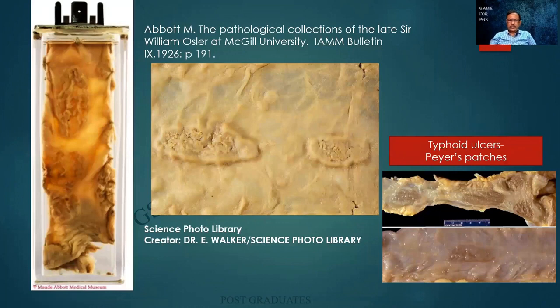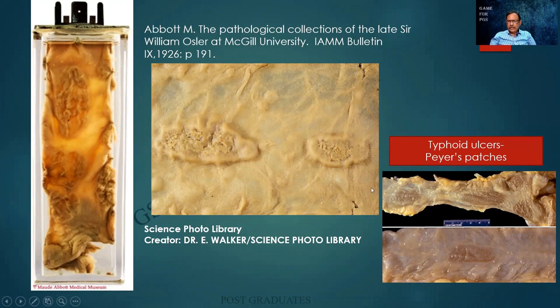And this again is one of the favorite pictures, William Osler, McGill University, worth its weight in gold. A superb specimen over here. It looks almost like a parchment in which I am finding ovoid ulcers along the long axis of the bowel.